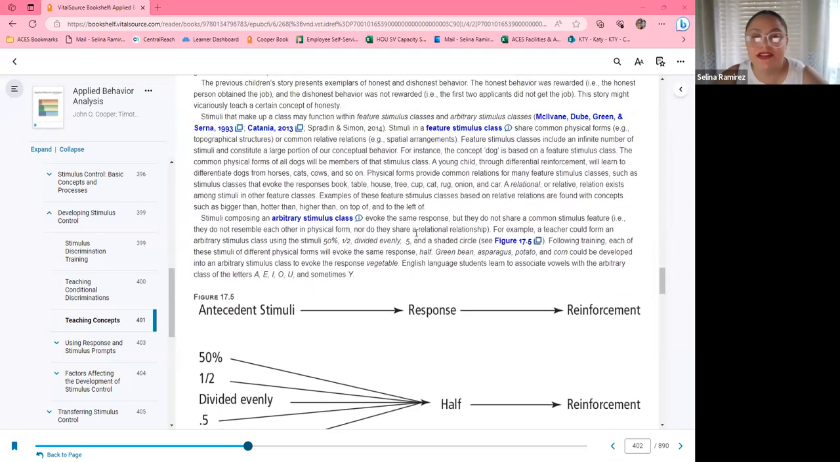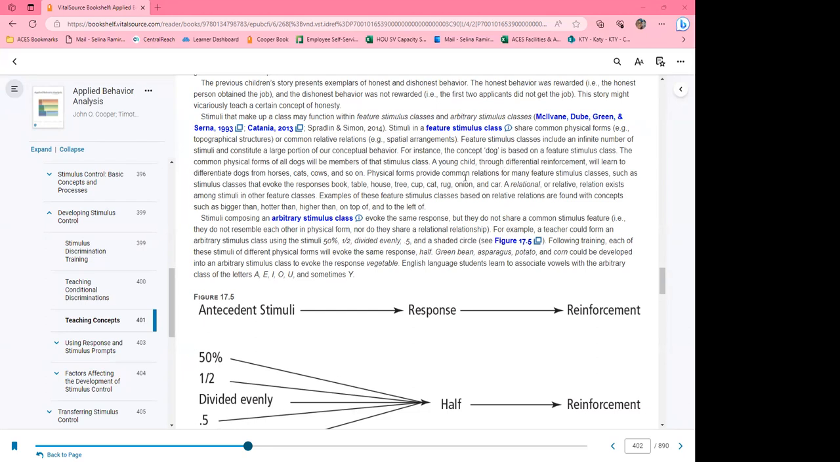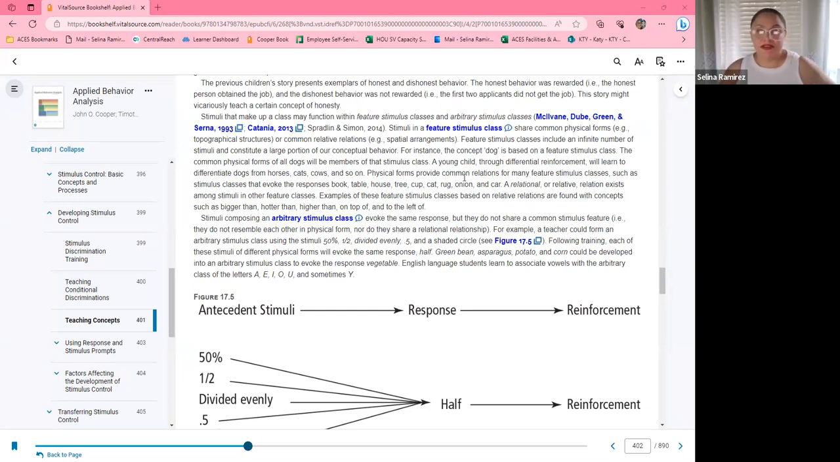Okay, since these are very important and you need to know the difference, do you want to try to give an example? Cooper gave us an example of different dogs being in a feature stimulus class. Does anybody else have an example that they can share with us?